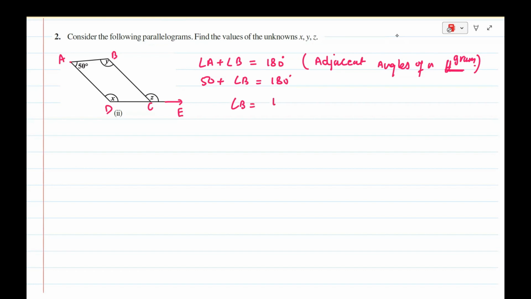So angle B, by solving it, I'll get this. So angle B is how much? Which is nothing but Y, right? It is 130 degrees.